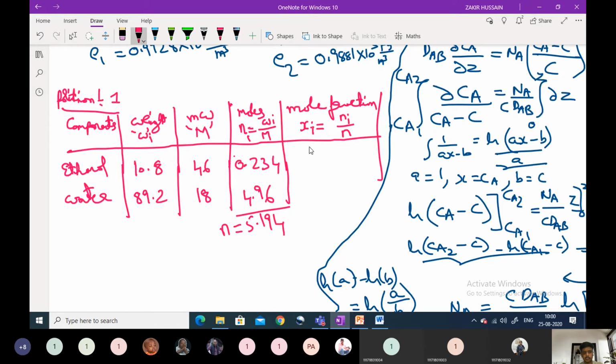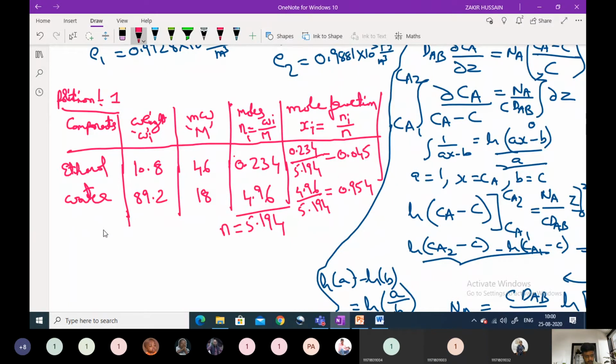Then for ethanol, Xi is equal to Ni by N. So 0.234 divided by 5.194 is 0.045. Then for water, 4.96 divided by 5.194 is 0.954. So these are the required values we obtained.